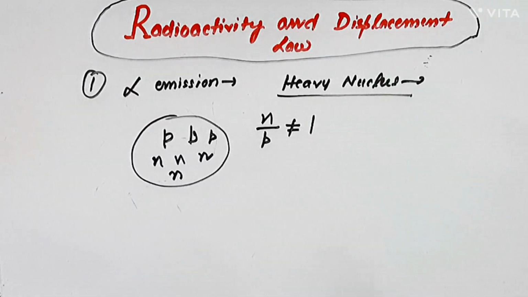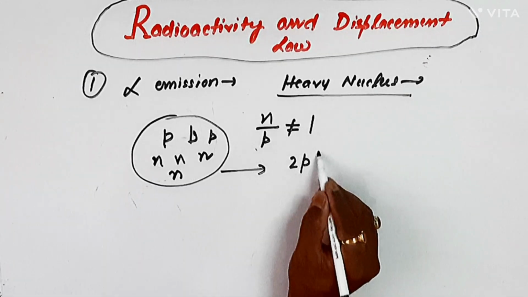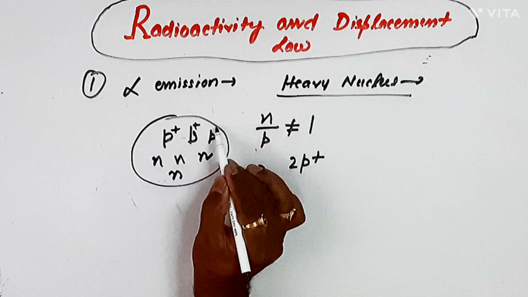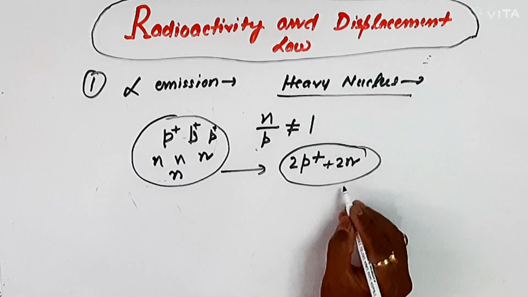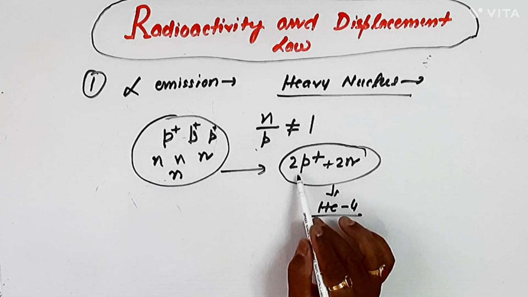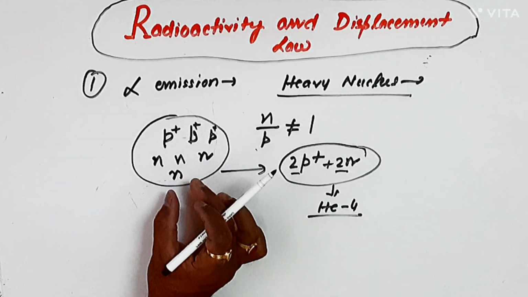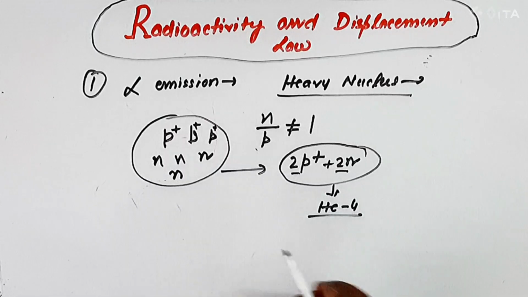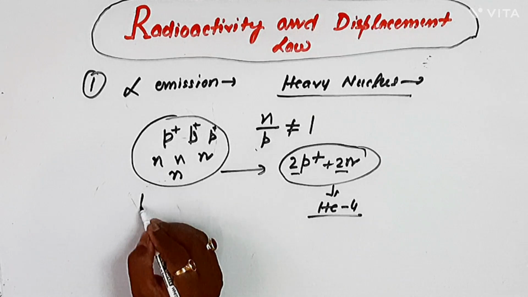Means it is far away from unity. To adjust this value towards unity, what this nucleus does is it separates out 2 protons and 2 neutrons in the form of a helium nucleus. Okay? Because a helium nucleus has 2 protons and 2 neutrons, so the 2 protons and 2 neutrons inside the nucleus become a separate nucleus, that is the helium nucleus, and it separates out from the parent nucleus.